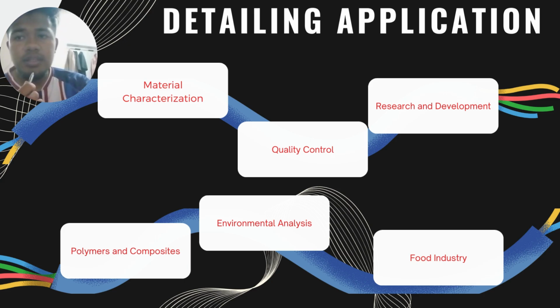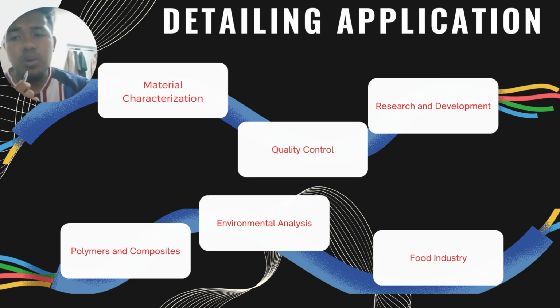Okay, we go to the detailing applications of TGA. For the first, material characterization. TGA helps determine the temperature at which a material begins to degrade. This information is crucial for ensuring materials can withstand the thermal conditions they will encounter during use. While analyzing the mass loss at different temperature stages, TGA can help identify the different components within a material.